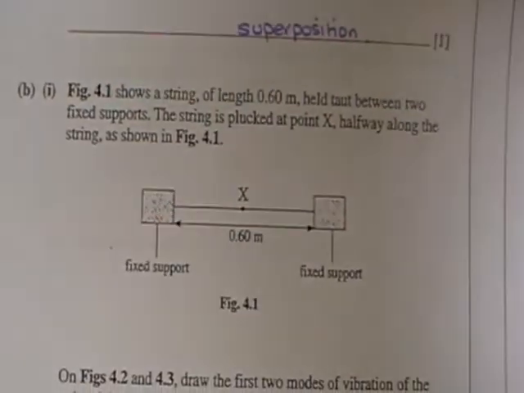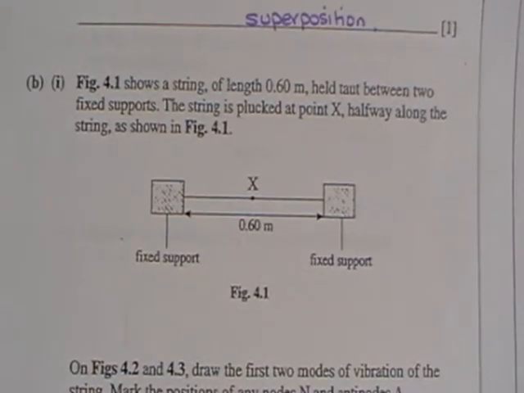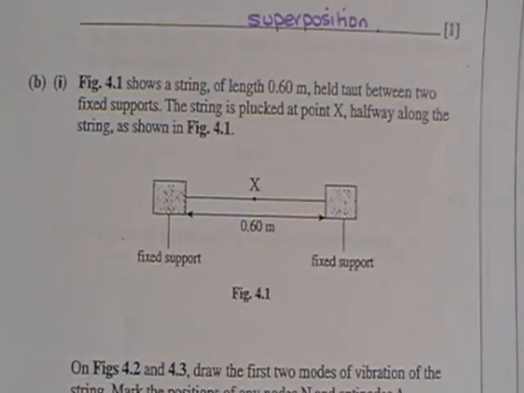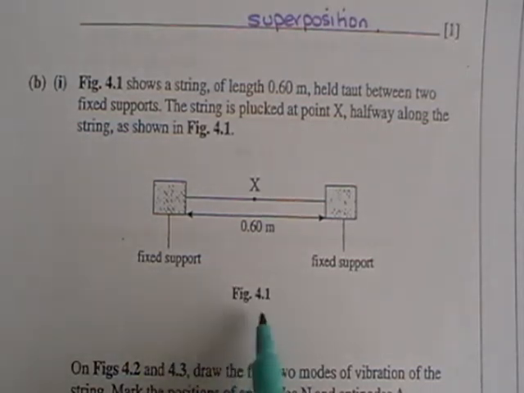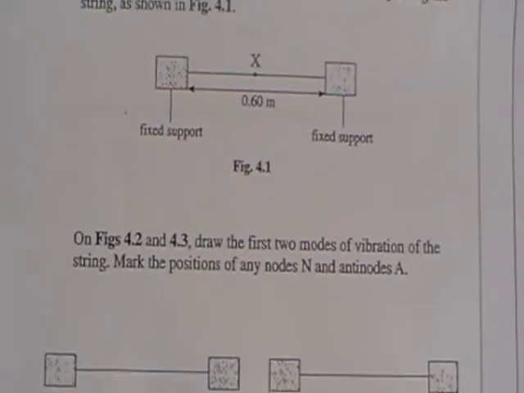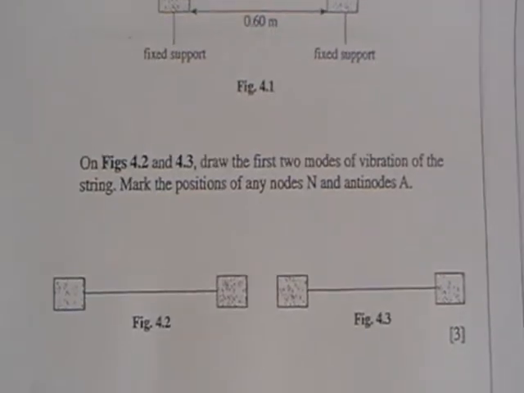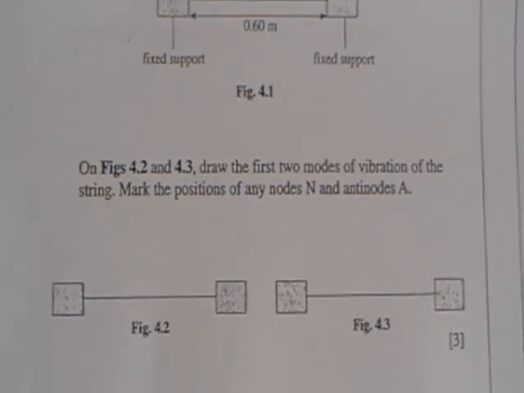Okay, B part 1, figure 4.1 shows a string of length 0.6 meters held tight between 2 fixed supports. The string is plucked at a point X halfway along the string as shown in figure 4.1, which is this one here. On figures 4.2 and 4.3, draw the first 2 modes of vibration of the string. Mark the positions of any nodes N and antinodes A.